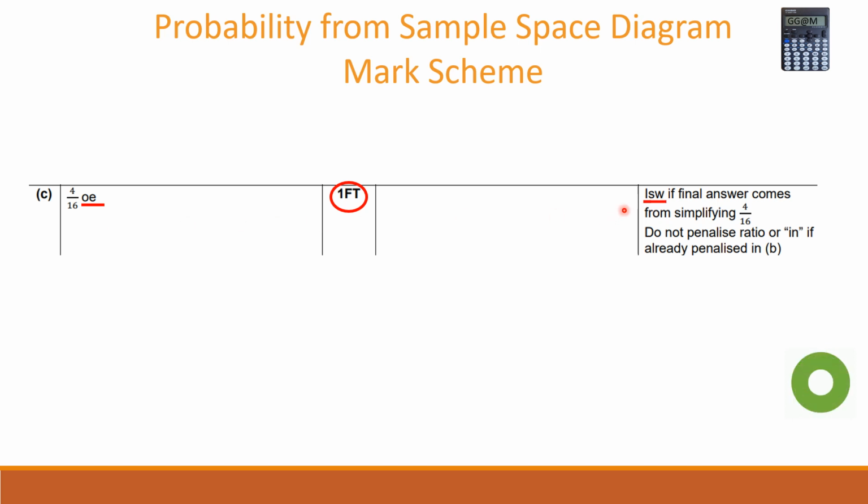ISW means ignore subsequent working. So if you got 4 over 16 and then you cancelled your answer down wrong and you said it was 1 over 2, for example, then you would still get the mark because you wrote 4 over 16 first. So that will give you the method mark. This was worth 1 mark, so make sure you know how to get the answer.